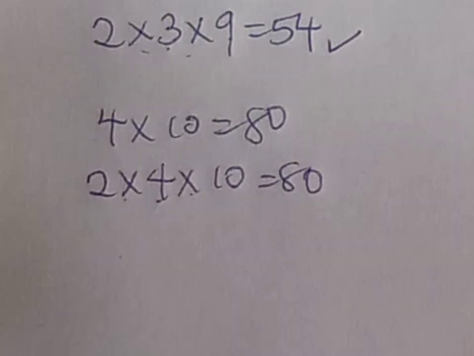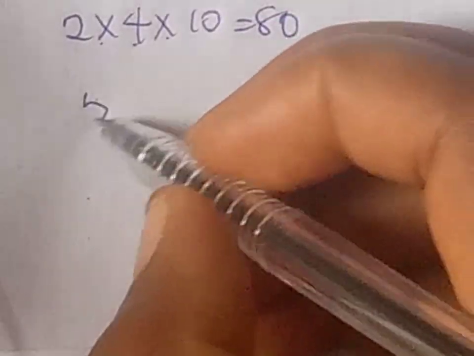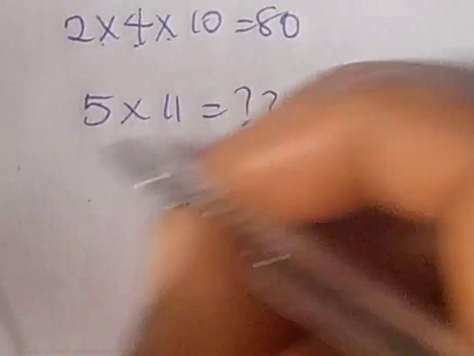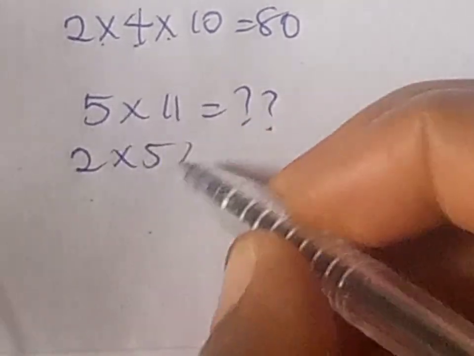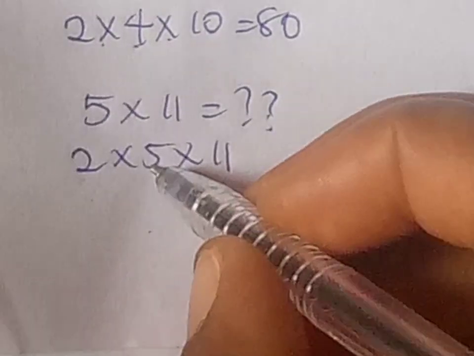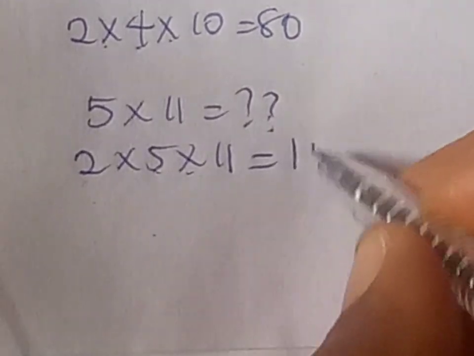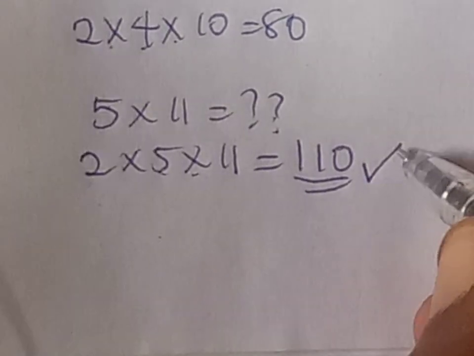Finally, let's solve the last rule, which says 5 times 11 equals what? Using the same rule above, 2 times 5 times 11 will give us the answer here. 2 times 5 is 10. 10 times 11 will give us 110, which is our final and correct answer.